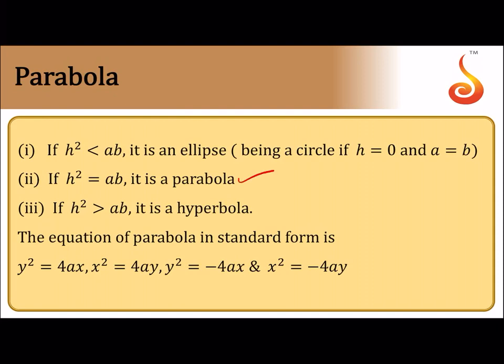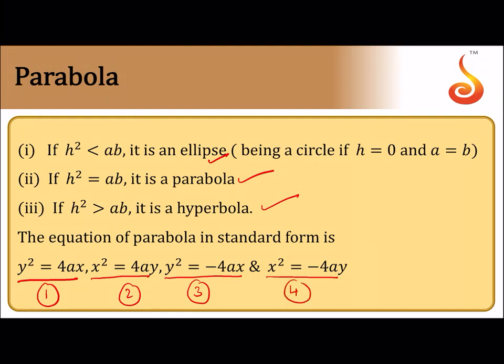Next one. H square less than ab is an ellipse, h square equal to ab is a parabola, and h square greater than ab is a hyperbola. The equations of a parabola in standard form are y square equals 4ax, x square equals 4ay, y square equals minus 4ax and x square equals minus 4ay. I number them 1, 2, 3 and 4.